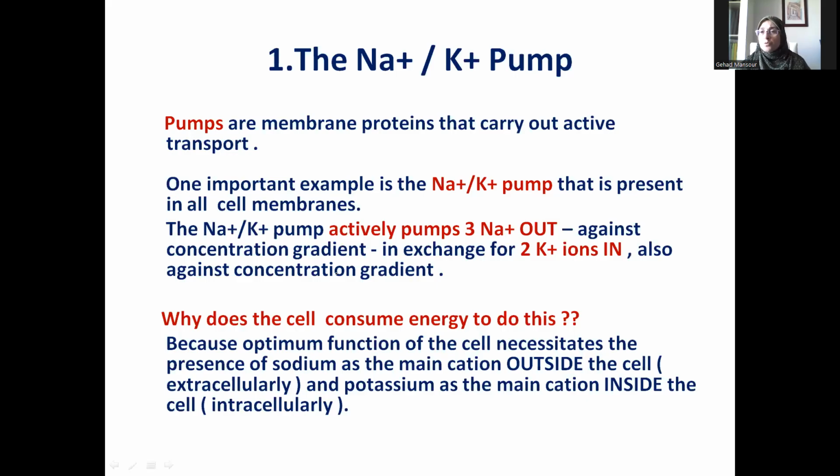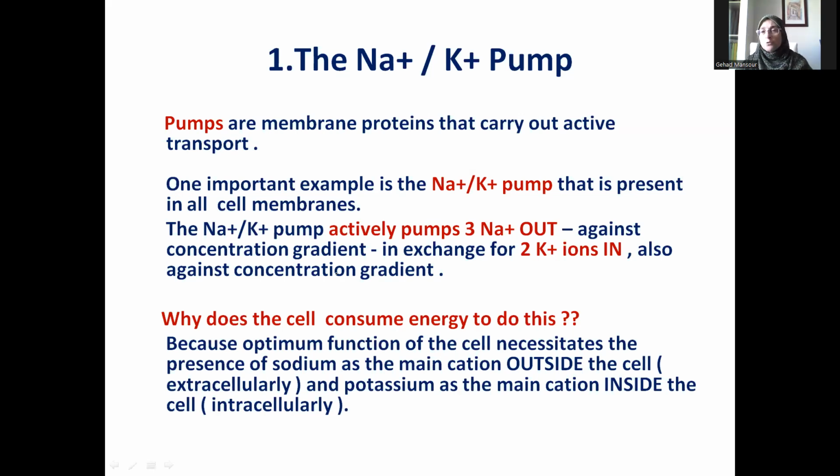How does it do this? It pumps 3 sodium out for 2 potassium in. Why? Justify the significance of what the sodium-potassium pump does. The sodium-potassium pump this way ensures that sodium is the main cation extracellularly, outside the cell, and potassium the main cation intracellularly, or inside the cell.